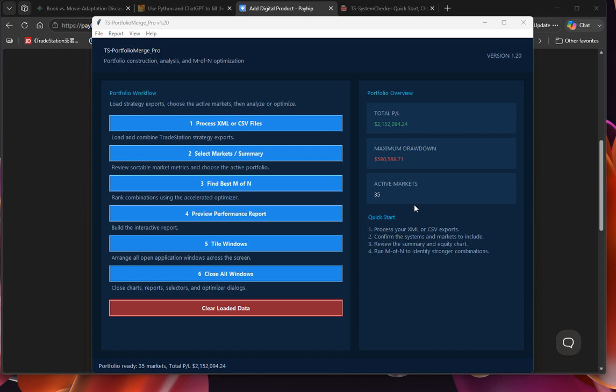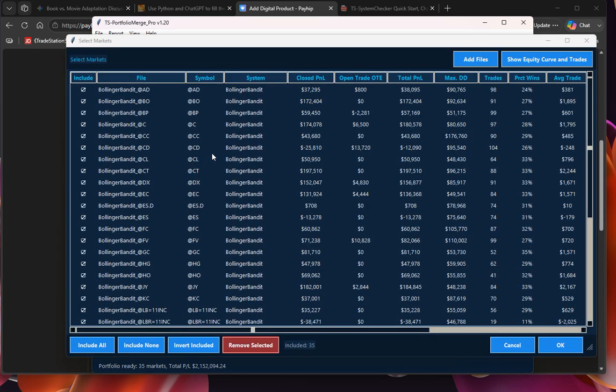After I've processed a bunch of charts using the XML output feature in TradeStation or MultiCharts, or I use one of my tools to export the data as CSV files, I can go in to select markets, and I can pick those markets that I want to include in the portfolio merge. This is a new addition to the portfolio merge.